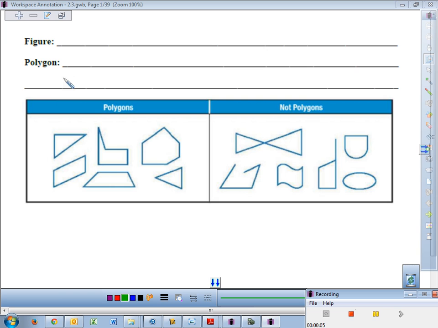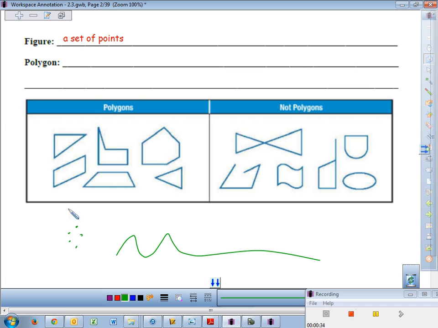a plain old figure. A figure in geometry is just any set of points. Everything you see in these charts are figures. It's some sort of points. These over here are polygons. These over here are not polygons, and we'll learn why. But there's a figure right there. Correct? It's a set of points.